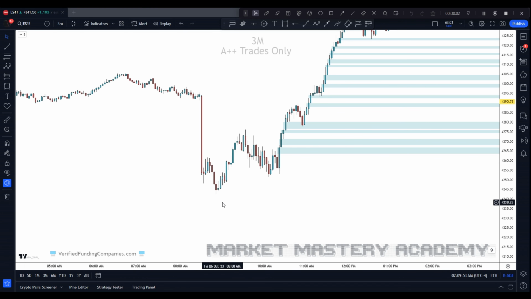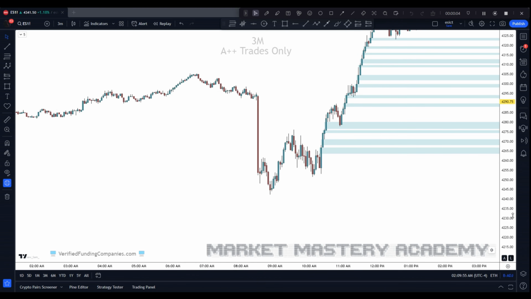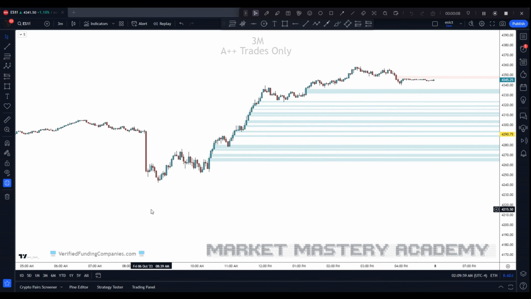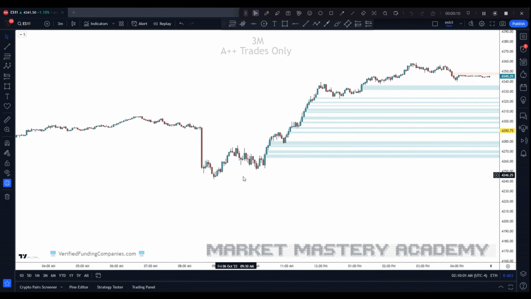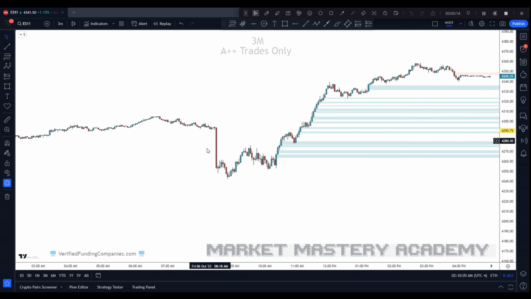All right, here we are on ES on a 3-minute chart. We're going to look at the price action from Friday, October 9th. That was the last trading day. We are going to go over the difference between the mitigation block and the breaker block.